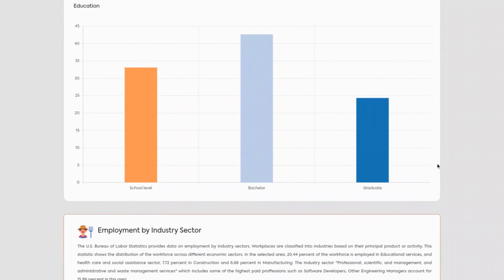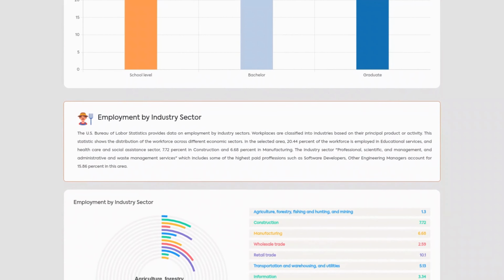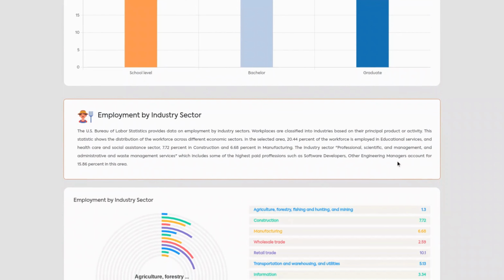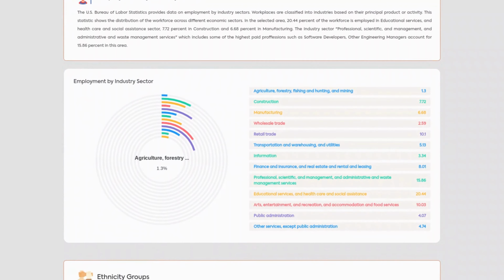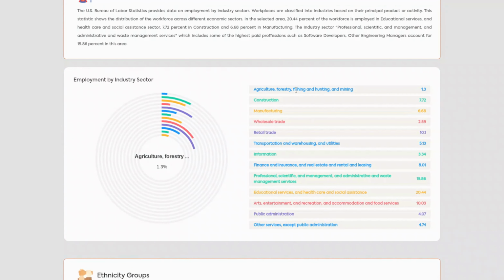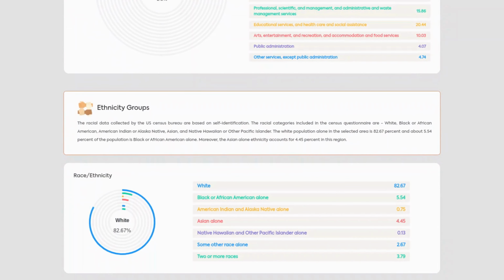It also breaks down the employment by industry sector. And this is from the US Bureau of Labor Statistics. So it's good to have this information as well. This could help with targeting advertising and knowing the breakdown of people that live in the chosen area. It also breaks down ethnicity. So this is all good data to have.